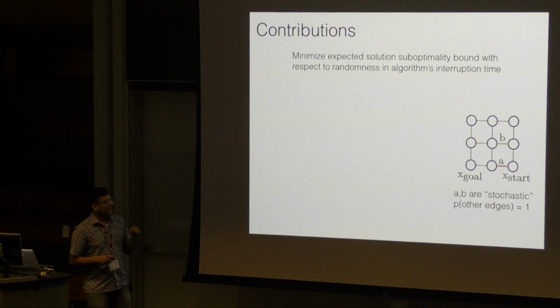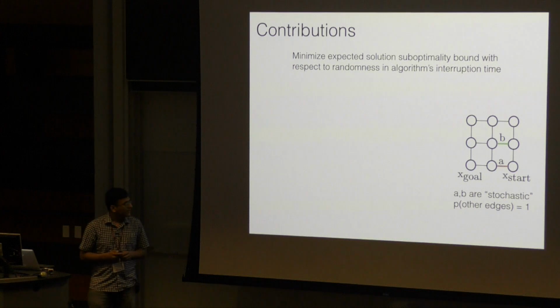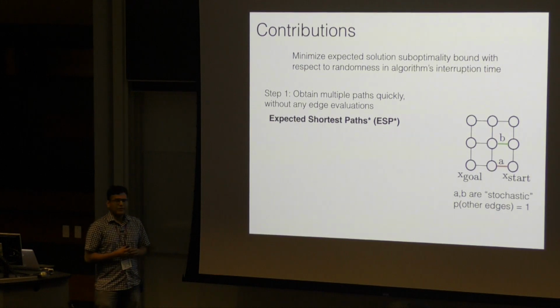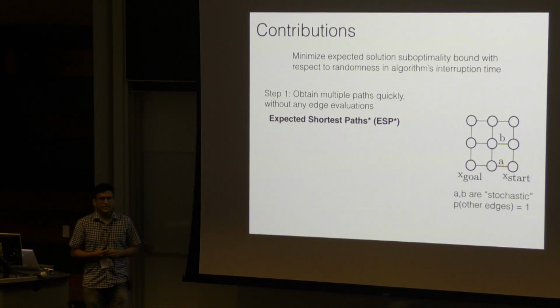So we have this graph with edge existence priors, and our goal is to find solutions quickly. Right. And so there's a two-part approach. In the first step, we are going to quickly find a lot of paths from start to goal without doing any expensive collision checking. And that part is called expected shortest path star.